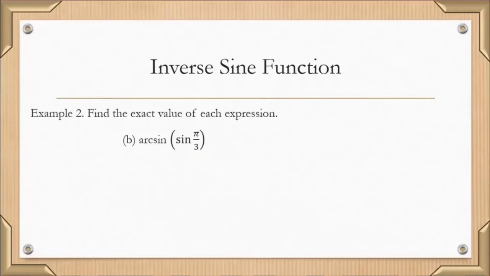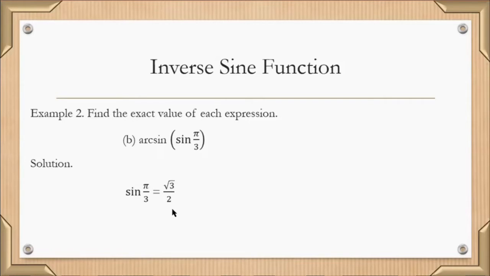Okay, next. Example number 2, letter B naman. Mapapansin natin dito arc sine of sine pi over 3. By solution, kukunin muna natin yung value ng sine pi over 3. Ang pi over 3 radian sa degree measure ay 60. Kapag kinuha ang sine 60, meron tayong square root of 3 over 2. So sine pi over 3 is square root of 3 over 2.